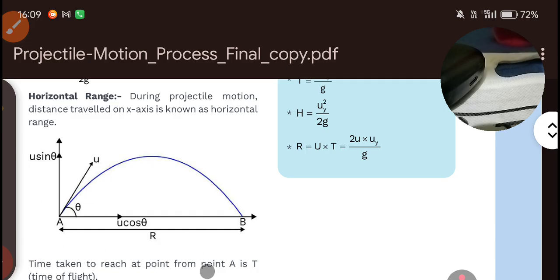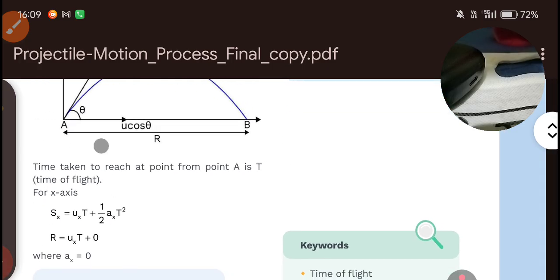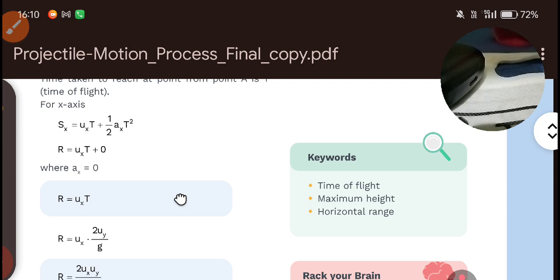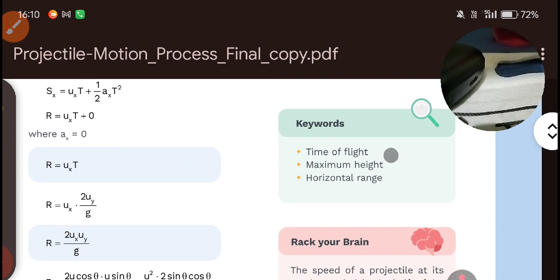Time taken to reach from point A to point B is the time of flight. For x-axis, from here you will get ut. T is nothing but the time of flight. That is how we will get the range for ux. There are keywords: time of flight, maximum height, horizontal range. Questions will ask these things.